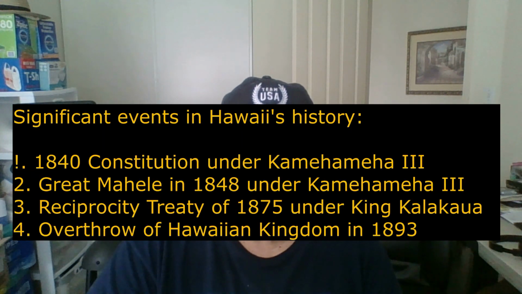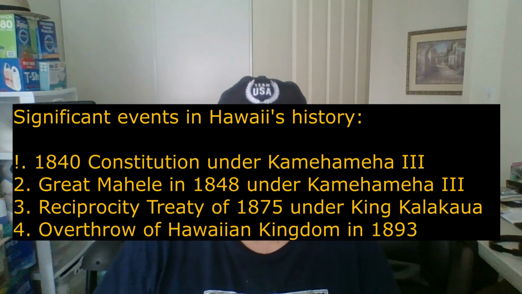Now, some of the significant events in Hawaii's history. The 1840 Constitution under Kamehameha III. That was very important. And then the Great Mahele, which was regarding the land ownership of foreigners. 1848. That was also under Kamehameha III. The Reciprocity Treaty of 1875 under King Kalakaua.